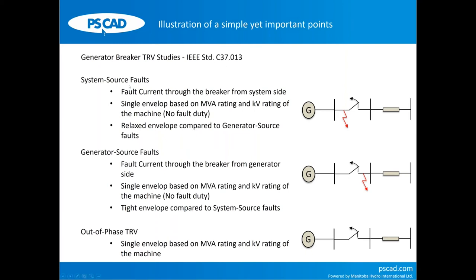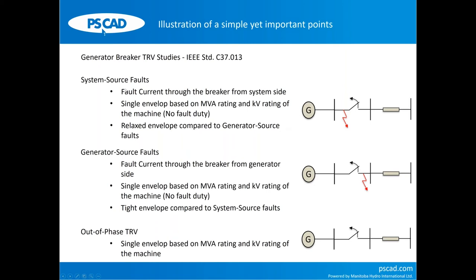So when we are doing a generator breaker TRV study, it depends on where the fault is. Either the fault is at the generator side, in other words the fault current contribution comes from the source side, so we call it a system source fault, or the fault is on the system side, where the generator is actually sourcing the fault through the breaker. So depending on the study, you have a different view of the capability curves.